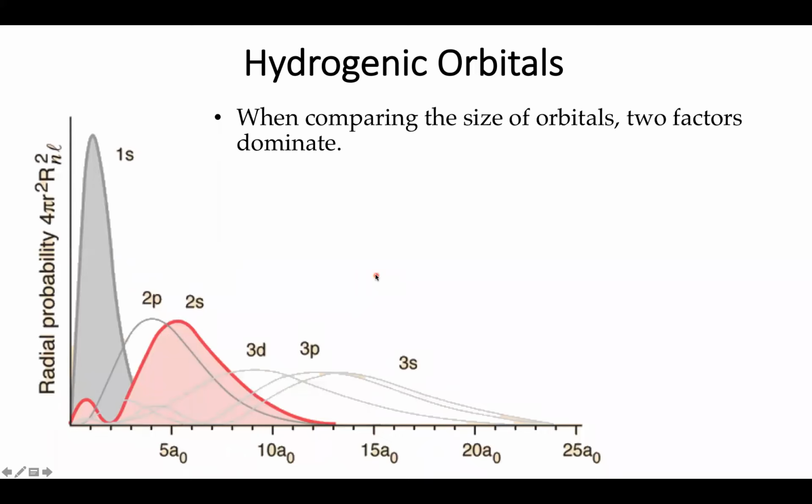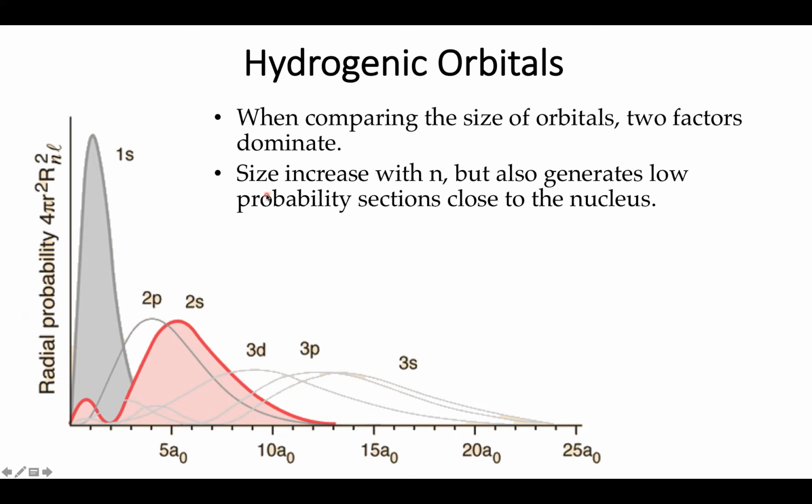Now, I want to go ahead and take a little bit of a look out and compare the size of our orbitals, because size is really going to dictate energy. Because remember, electrons like to spend time close to the nucleus. So when talking about size, we've got 2 major factors. The first we've already brought up, and this is going to be n. So as n increases, what happens is the electrons are going to spend more time further and further out.